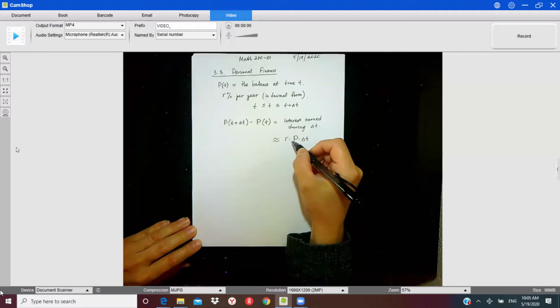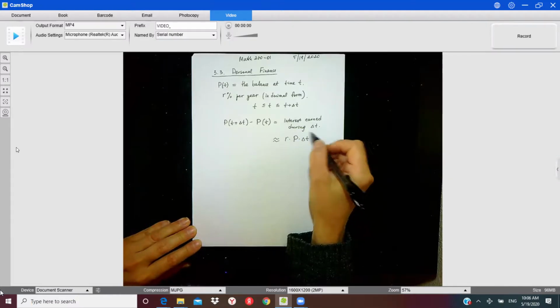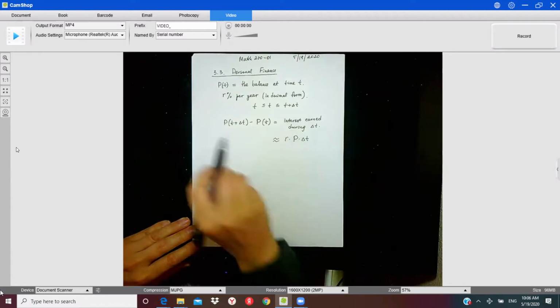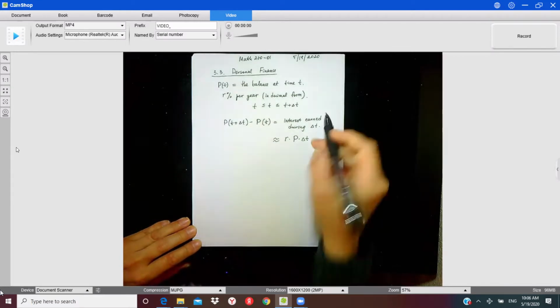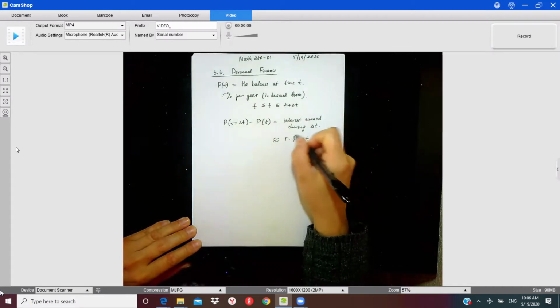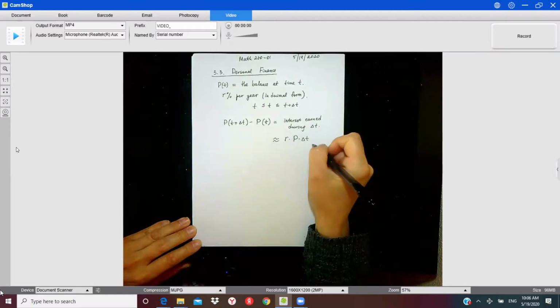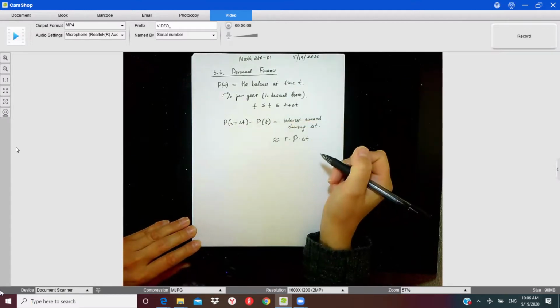You can see it's proportional to the balance that we had, and then times the length of the time interval. So R here is, again, the interest rate in decimal form. So interest rate times balance, and then you multiply by the length of the interval. So if we use this equation, let's see, we're going to divide by delta t both sides and take limit, let delta t go to 0.